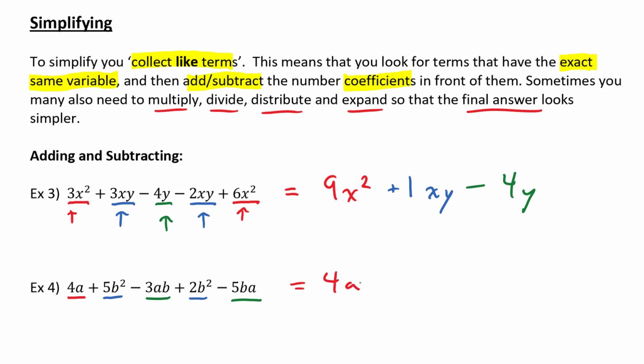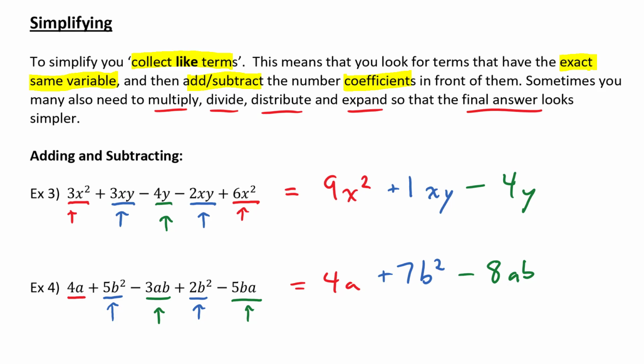4A remains as is. We then examine these two. 5 plus 2 is 7, B squared. And then lastly here, we have these two here. Minus 3 minus 5 is minus 8, AB. We can write it as AB or BA.